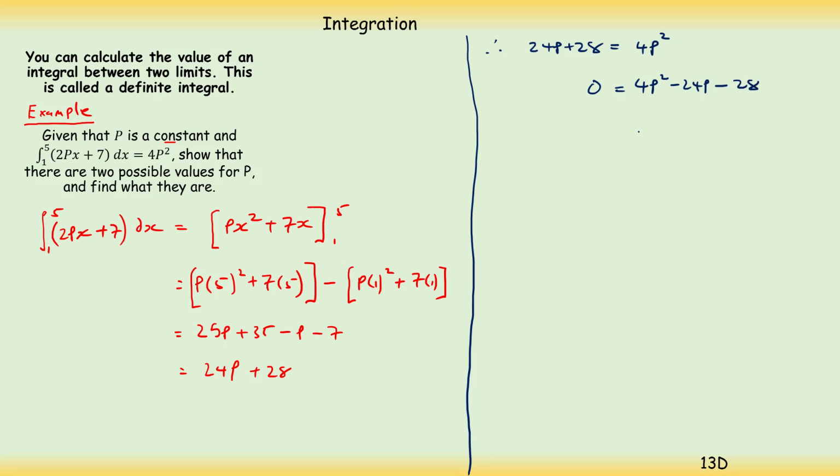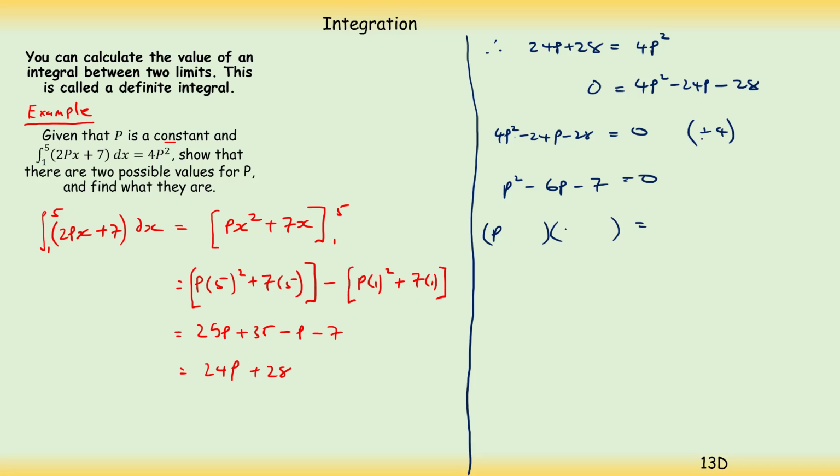Okay, I'm just going to rewrite that. It's neater if I write it as 4p squared minus 24p minus 28 is equal to 0. I can see 4 goes into all three terms, so I'm going to divide by 4, leaving me with p squared minus 6p minus 7 equals 0. So if I factorize that, I'm going to have two values for p, which is what I need.